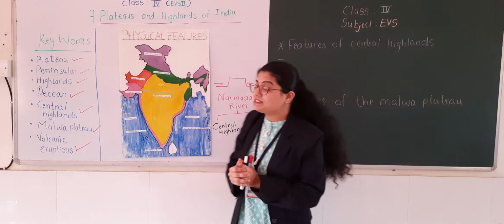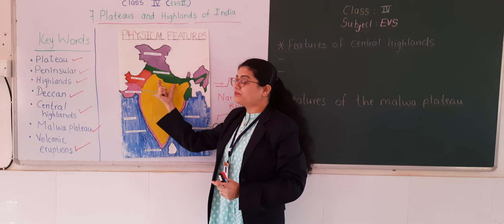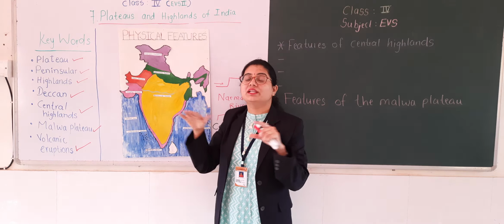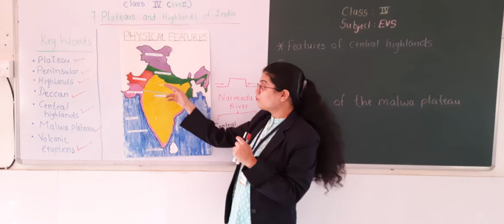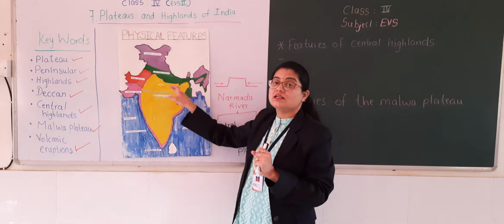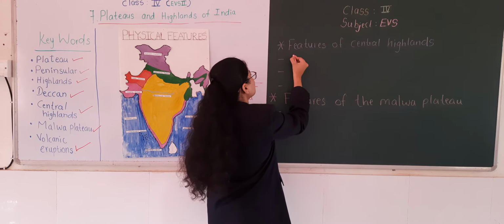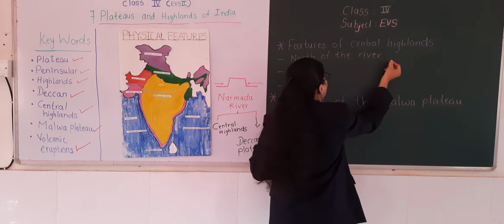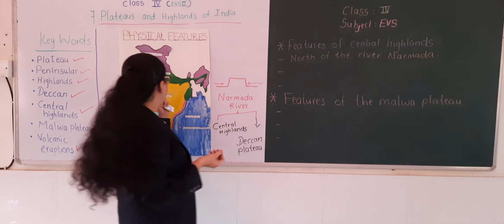Understood? Okay. So let us see the features of Central Highlands. To the north of the Narmada River, we have which land? Central Highlands. What is meant by highlands? Highland means the mountainous land, which includes smaller mountains. Understood? And to the north of the Narmada River, we have these Central Highlands. So where do these Central Highlands lie? It lies to the north of the river Narmada.